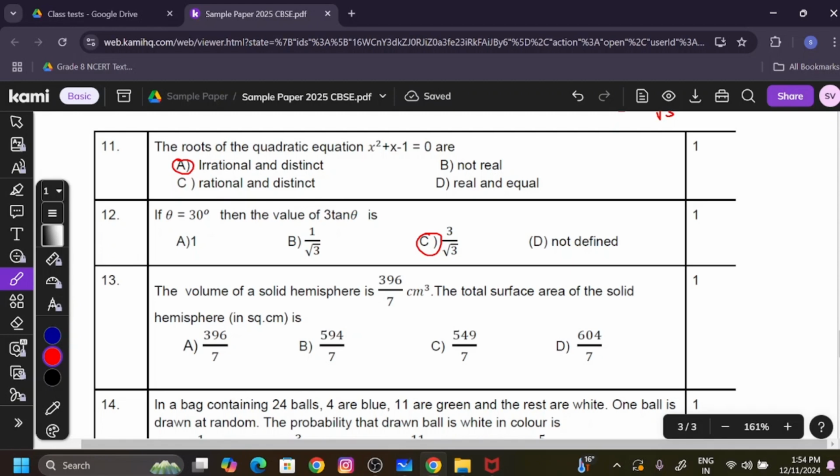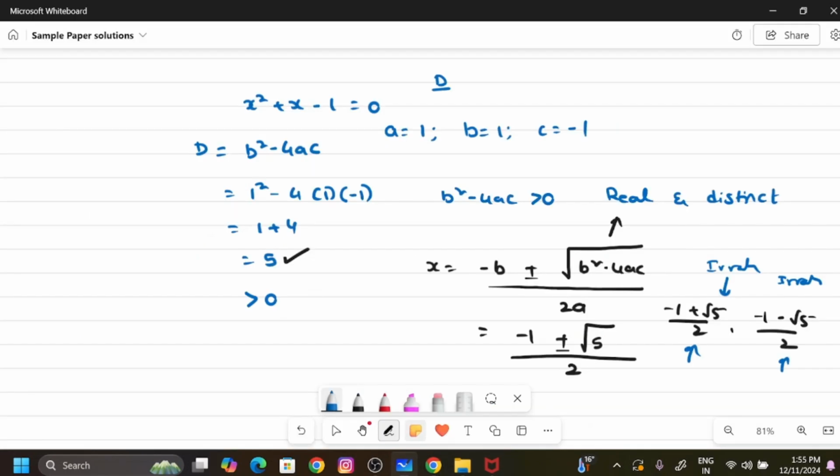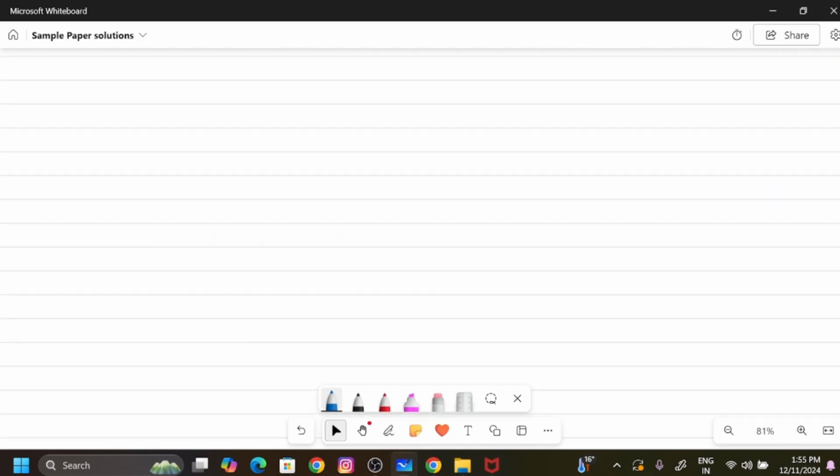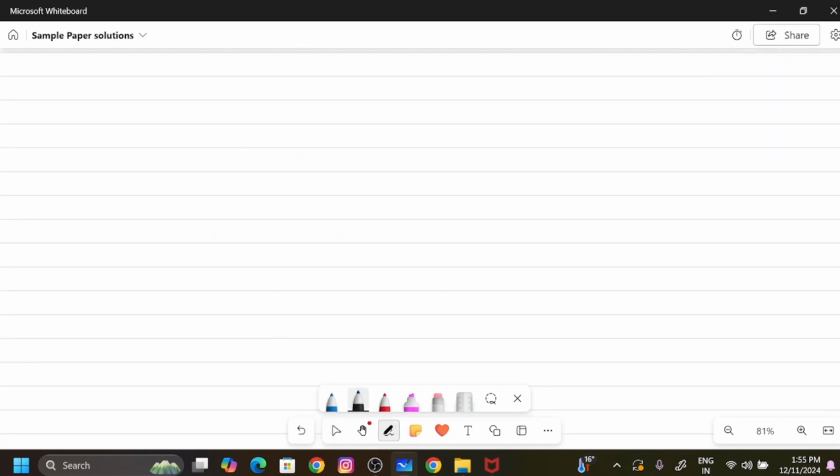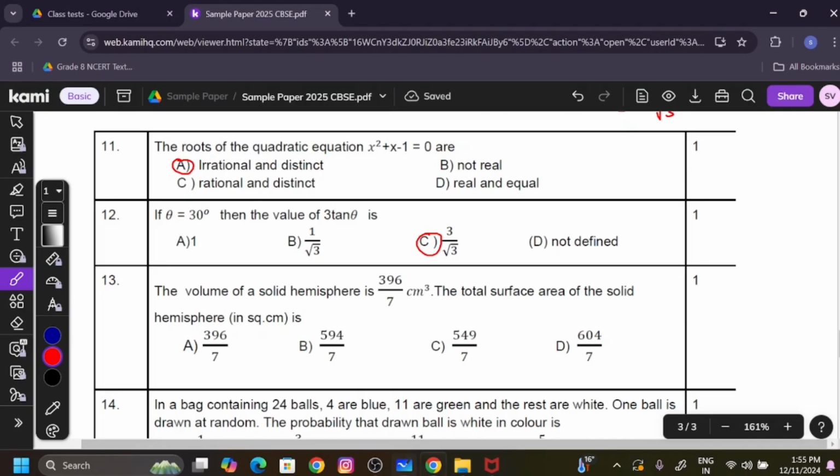Next, the volume of a solid hemisphere is 396 by 7 cubic centimeters. The total surface area of the solid hemisphere in square centimeters is... Volume of a hemisphere is given as 396 by 7 cubic centimeters. We need to find the total surface area of the hemisphere.